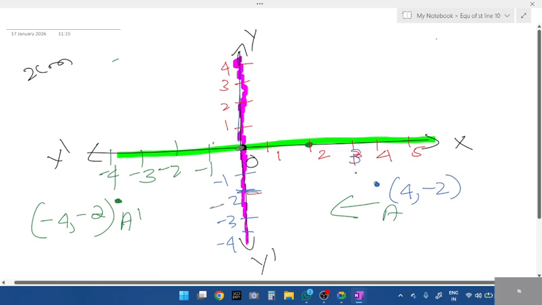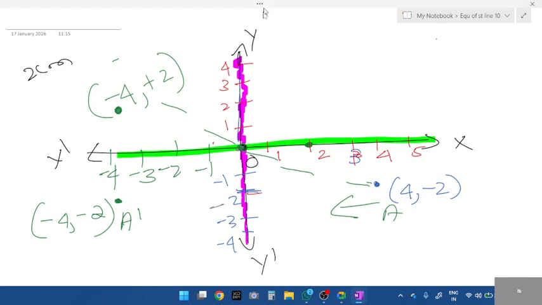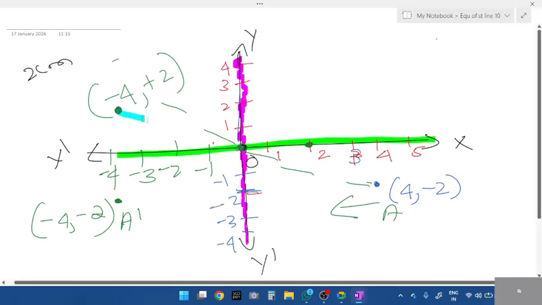Next, if it is through the origin, opposite. Where is opposite? Mirror. Imagine there is a mirror at the origin. If it is in the fourth quadrant, which quadrant is opposite to the fourth quadrant, students? Second quadrant. In the second quadrant, what are the values? One is negative, the other one is positive. What's the answer? Minus 4 comma plus 2. This is the answer here. So through origin, like this.